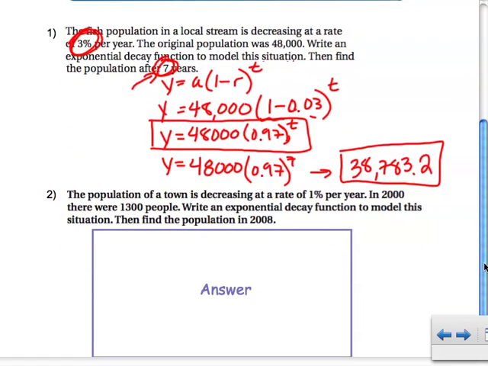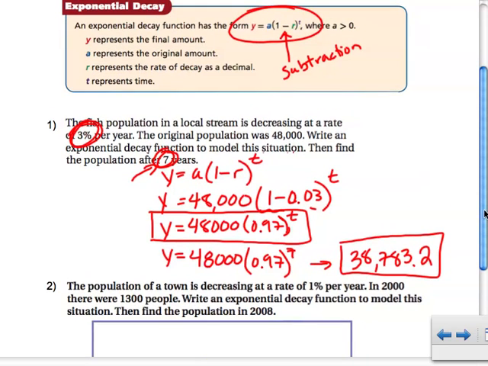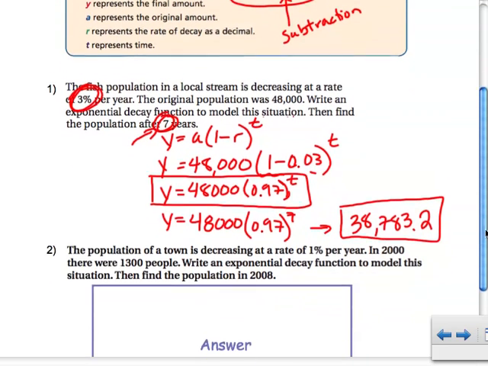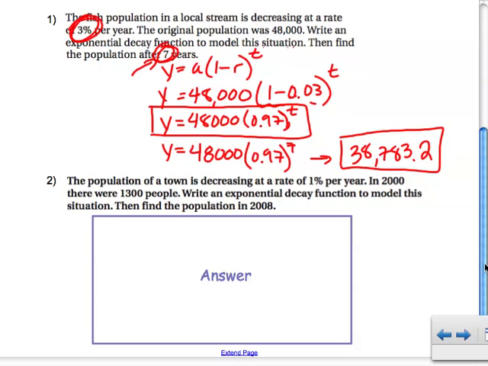I'm going to have you guys try number 2. Hopefully you took a second to write down that formula there before you start the problem here. We're mostly just plugging in our formulas and following PEMDAS. A population of a town is decreasing at a rate of 1% per year. In 2000, there were 1,300 people. Write an exponential decay function to model this situation and find the population in 2008. Okay? So hit pause, give it a try.